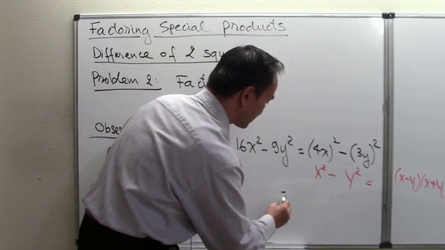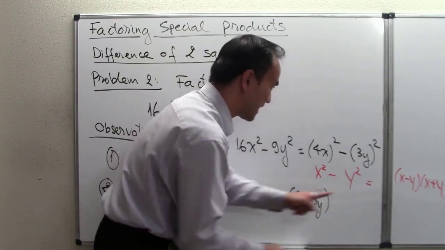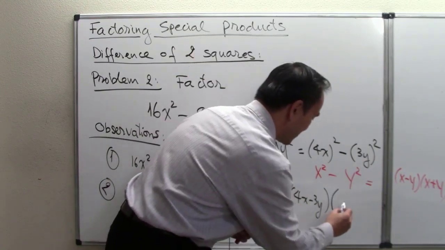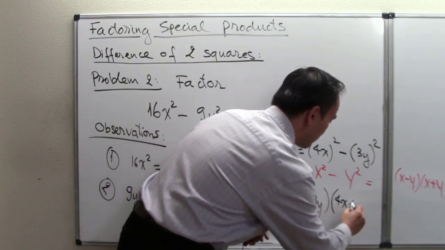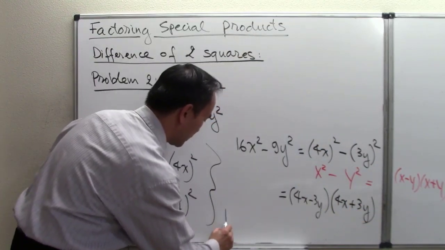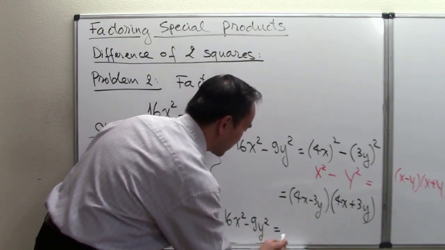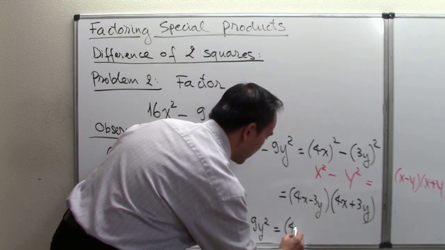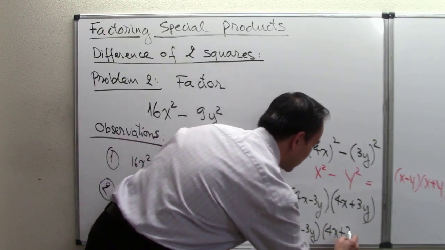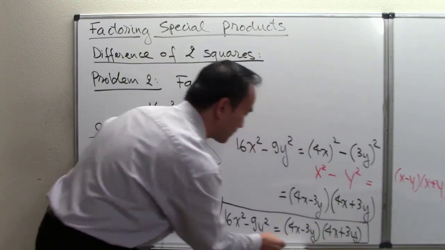So 4x minus 3y, because that's what X minus Y is, 4x minus 3 little y, in product with 4x plus 3y. All right, and so the final conclusion: 16x squared minus 9y squared can be factored easily into 4x minus 3y times 4x plus 3y. That's what it is.